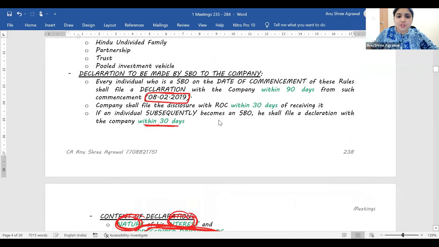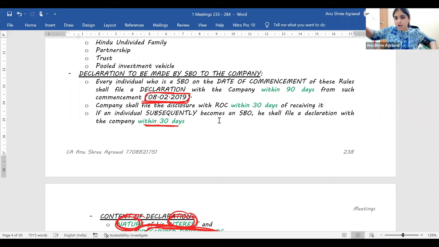What is the date that comes to your mind? 8th February 2019. On 8th February 2019, if I am already an SBO, then from 8th February 2019, within 90 days, I have to file a declaration and inform the company. What if I become an SBO only after 8th February 2019? Then from the date on which I become an SBO, within 30 days, I have to inform the company. What will the company do now?